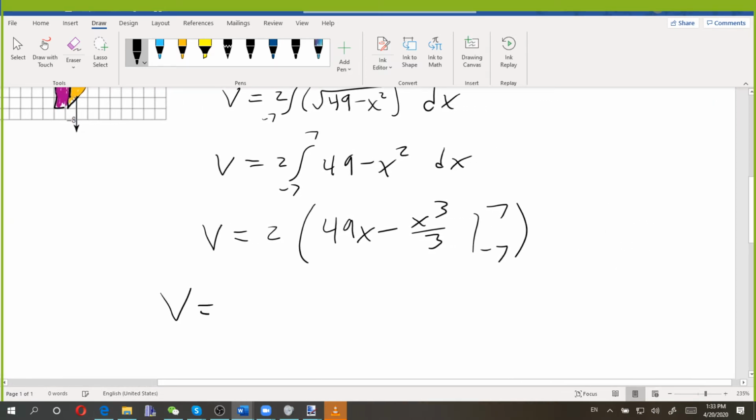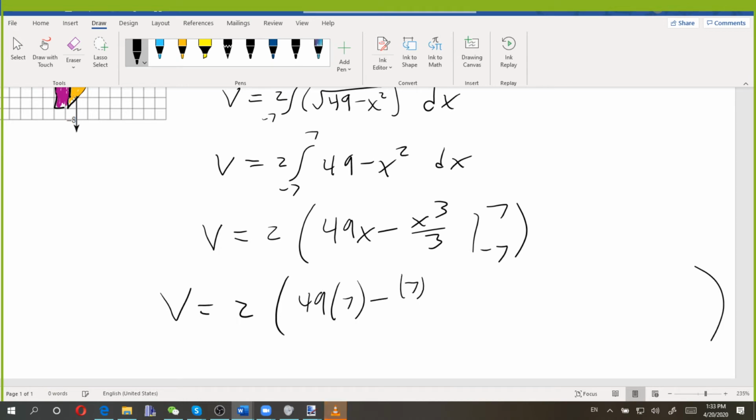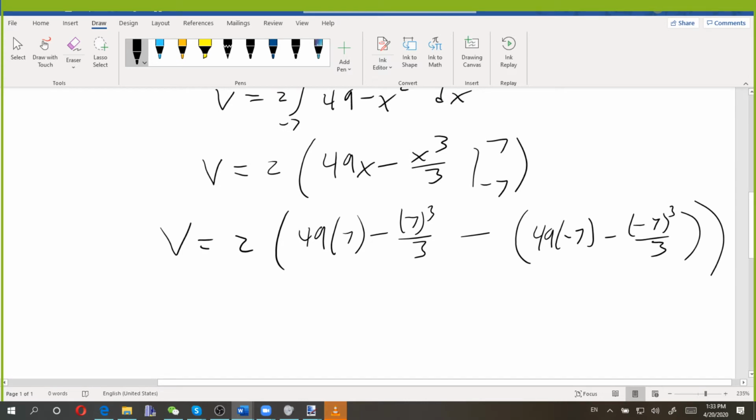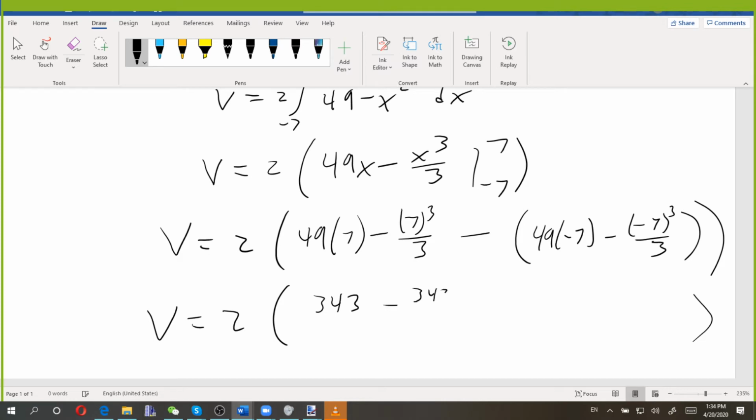So let's keep going. I've got my volume is equal to 2 times. I'm going to plug in my upper bound. 49 by 7 minus 7 cubed over 3, minus my lower bound. 49 by -7 minus -7 cubed over 3. So 49 by 7 is 7 cubed, which, if I remember right, I believe 343. Okay, somebody double check me really quick. 49 by 7, 343. It's correct. Okay, cool.